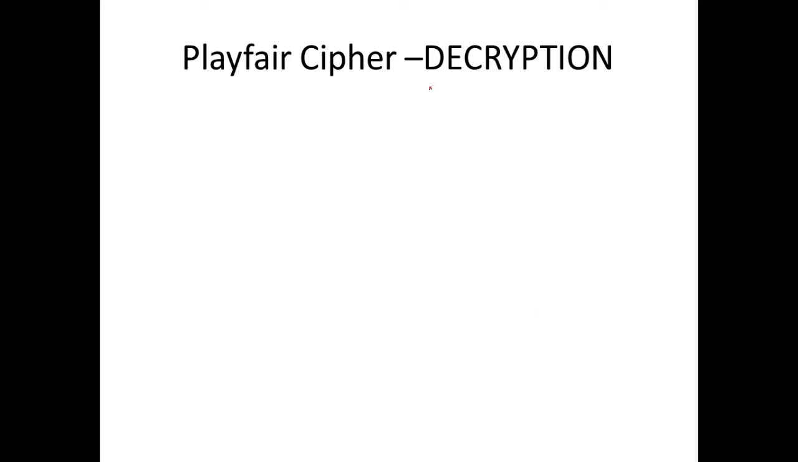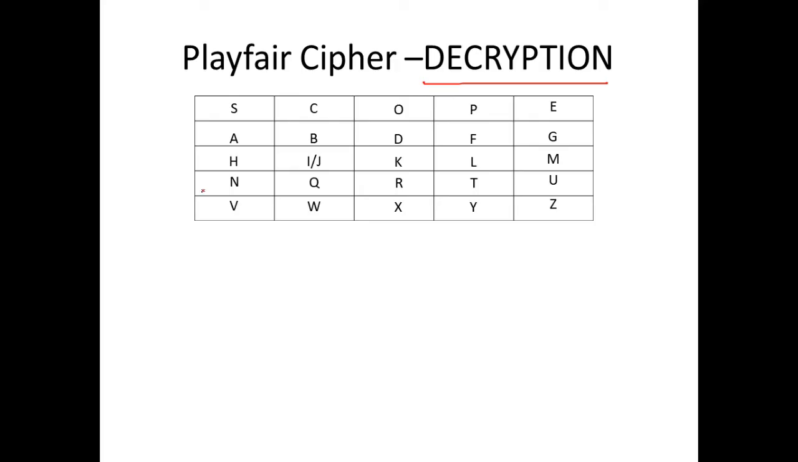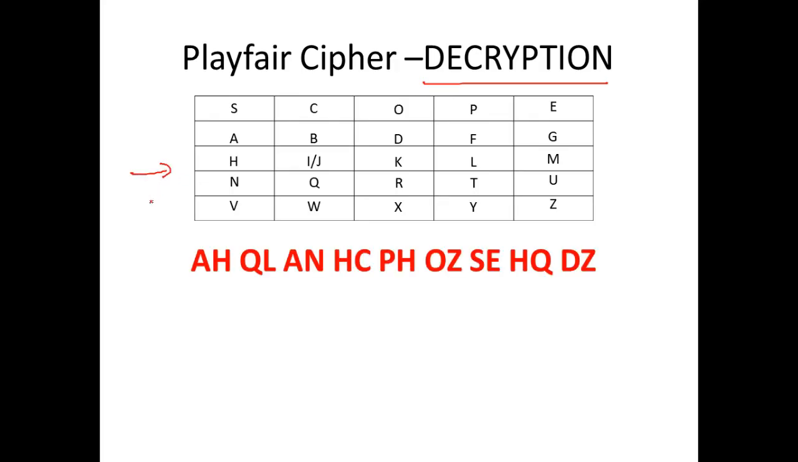Now let us take a look at Playfair's decryption. How do we decrypt that? For that, again, we need this matrix. This matrix is the key, and we're going to take our ciphertext. This is the ciphertext we have achieved, and I've split that into digraphs here for your reference. And we have to get our plain text message from this ciphertext. We'll see how to do that.